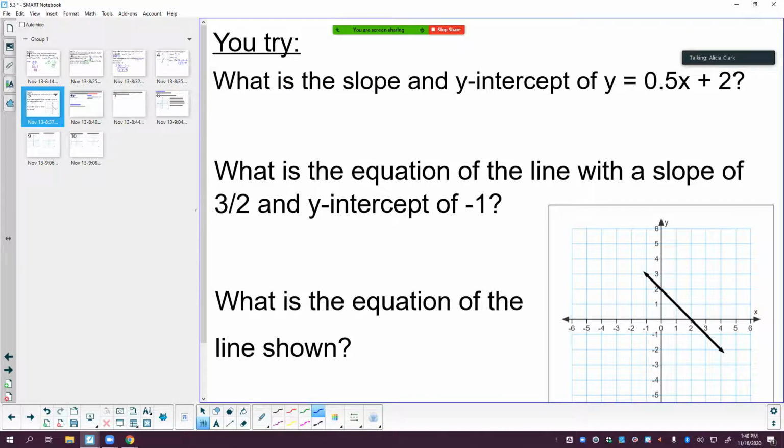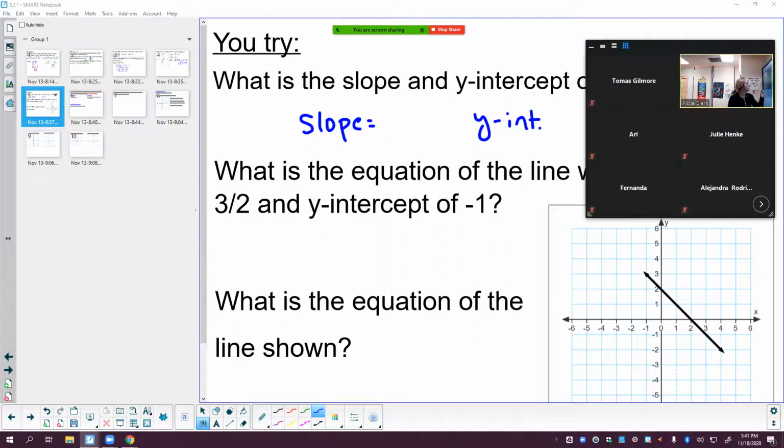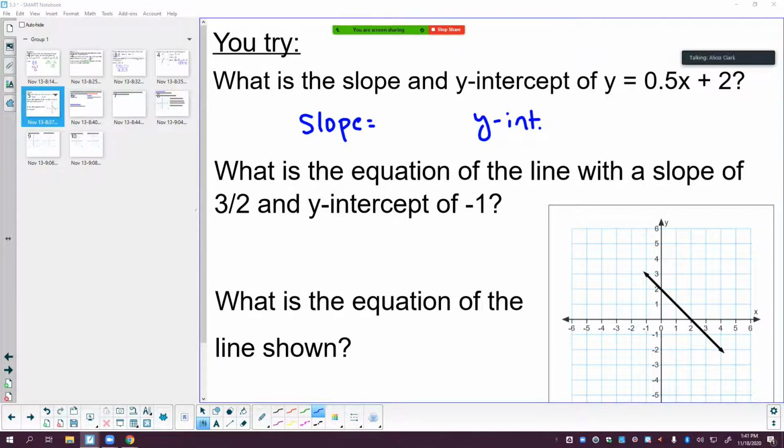Okay, so on the first one, what is the slope and y-intercept of y equals 0.5x plus 2? You're trying to tell me to identify what the slope is and identify what the y-intercept is. The slope is the number that's in front of x. Looking at this, the number in front of x is 0.5. That's my slope. Your slope does not contain x, it's only the number that's in front of x.